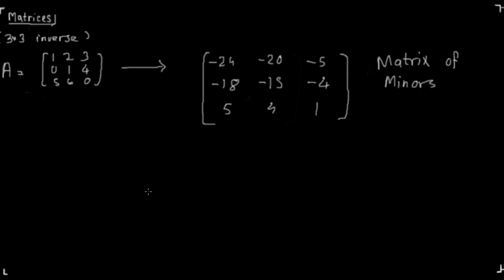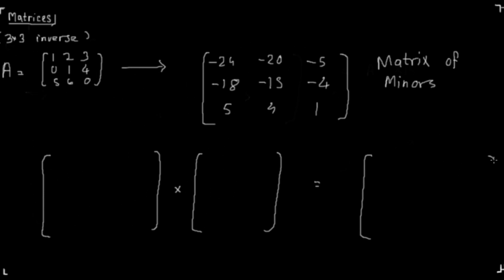So next, now that we have this, I'm just going to draw this now so I can fill it in later. Okay, so we have minus 24 here. We have minus 20, minus 5, minus 18, minus 15, minus 4, 5, 4, and 1.